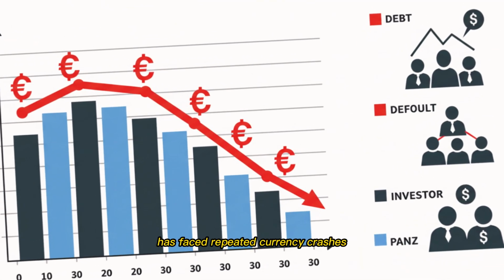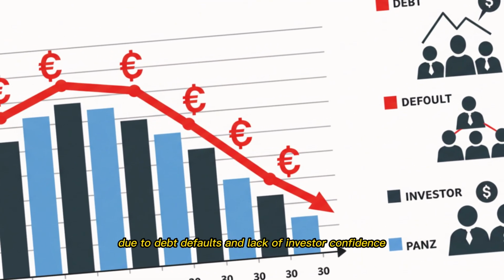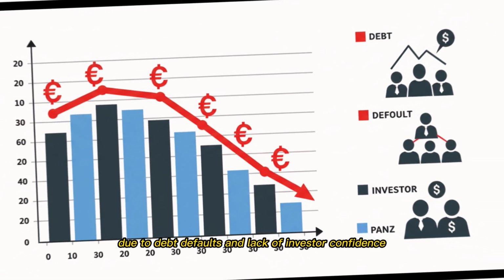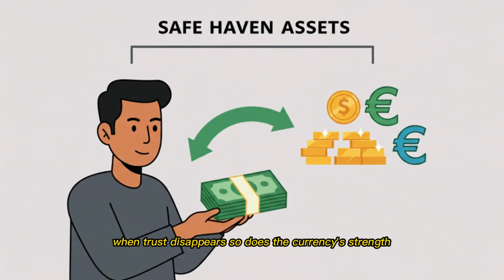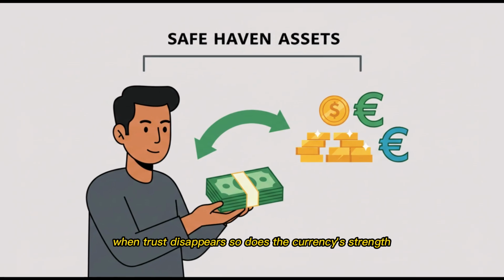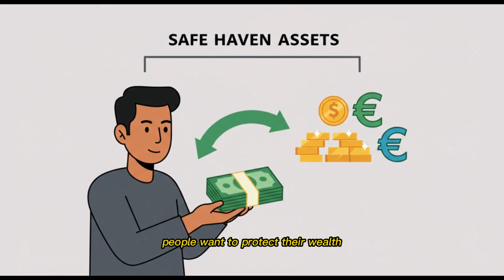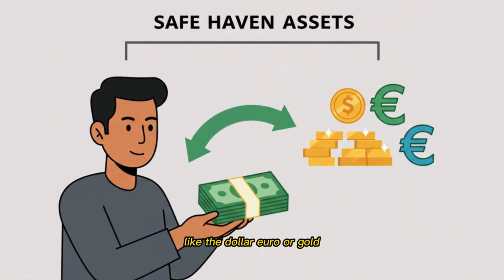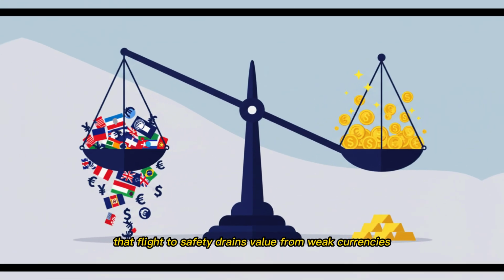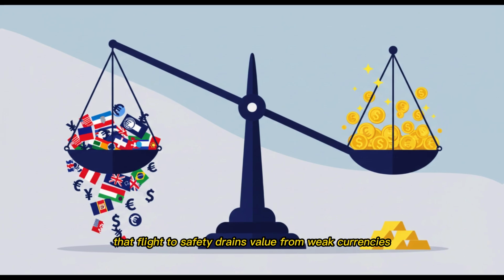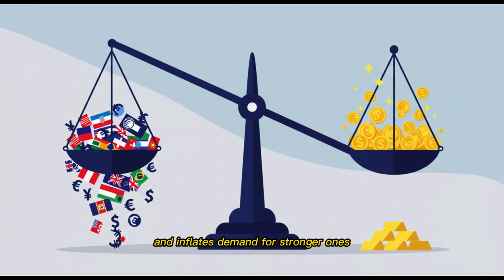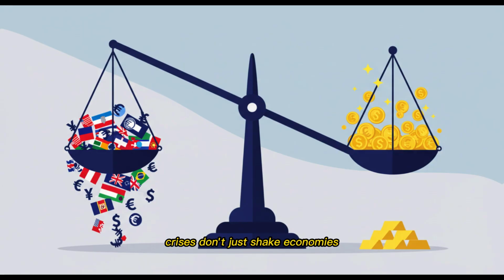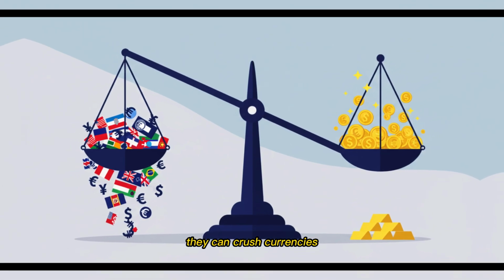Argentina, too, has faced repeated currency crashes due to debt defaults and lack of investor confidence. When trust disappears, so does the currency's strength. People want to protect their wealth, so they exchange it for something more stable, like the dollar, euro, or gold. That flight to safety drains value from weak currencies and inflates demand for stronger ones. Crises don't just shake economies, they can crush currencies.